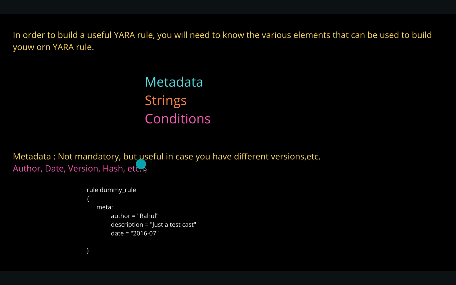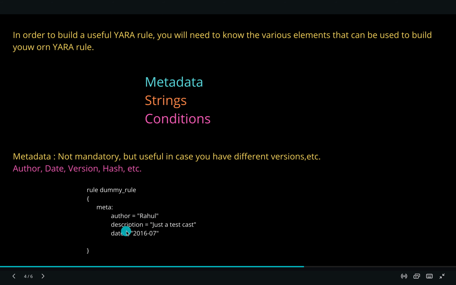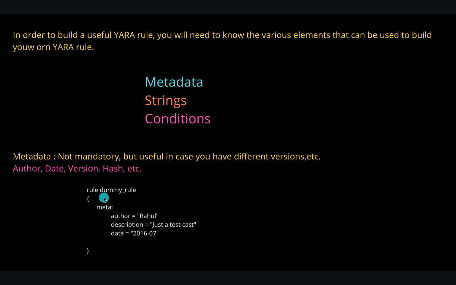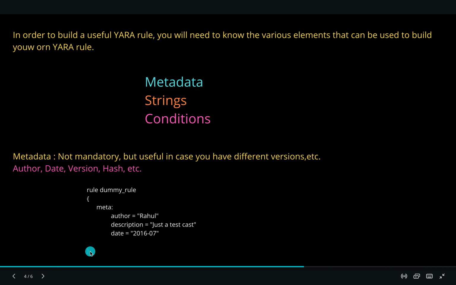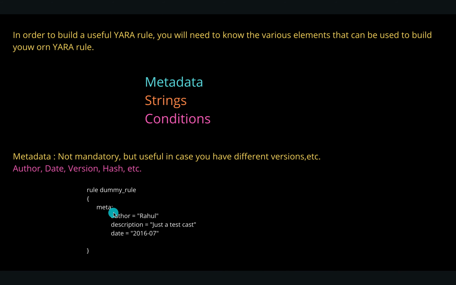For example, you can include author. As you can see, I've written my name. You can include even the description and even the date on which you wrote it. Sorry, this is not the complete date. I should have written 2021 09 and today's date. As you can see, the rule begins with the keyword rule followed by any name that you want to write. For example, I have written dummy rule followed by opening and closing parenthesis. Now in order to write the metadata, you write meta, which stands for metadata, and inside the metadata you can write all sorts of things.